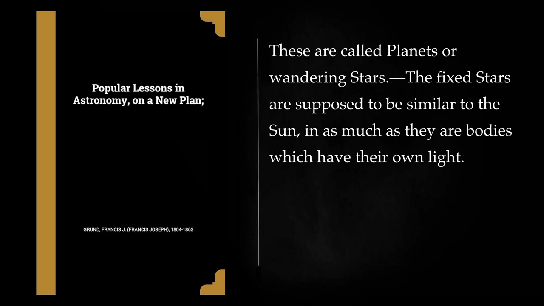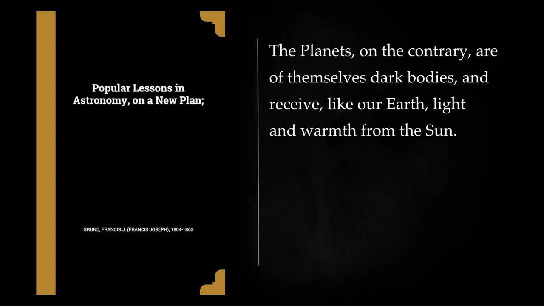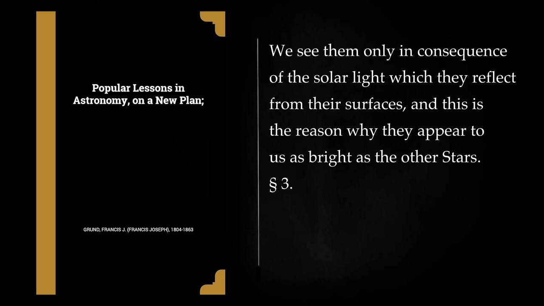The fixed stars are supposed to be similar to the sun, inasmuch as they are bodies which have their own light. The planets, on the contrary, are of themselves dark bodies, and receive, like our Earth, light and warmth from the sun. We see them only in consequence of the solar light which they reflect from their surfaces, and this is the reason why they appear to us as bright as the other stars.